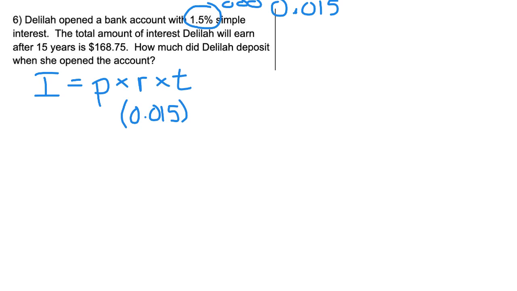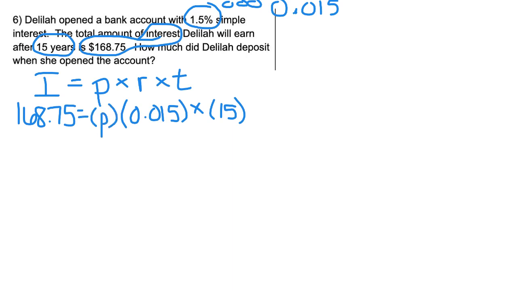The total amount of interest Delilah will earn after, there's our time. Right under the T, I'm going to put 15. And this is our interest. So that's going to go over here, 168.75. And it looks like I am missing the principal. All right. So let's clean this up a bit. We have our interest.